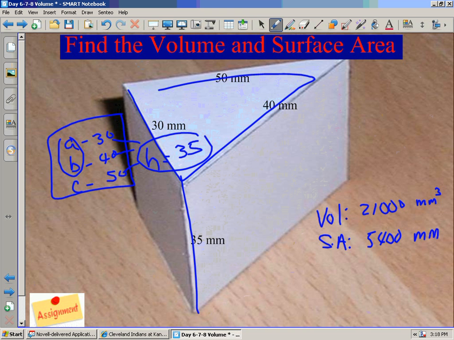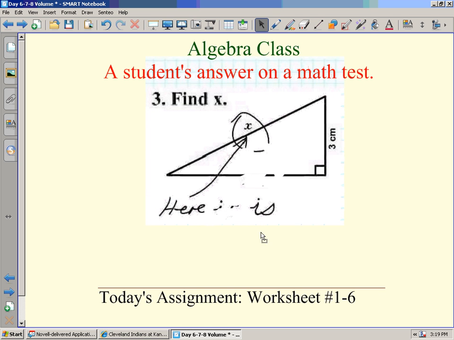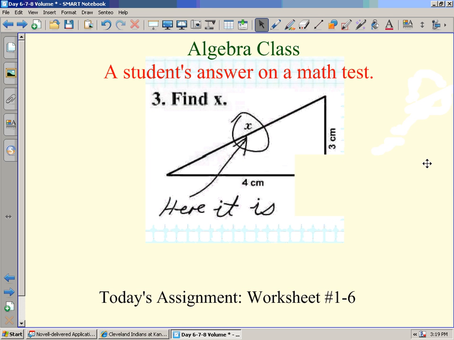Assignment for tomorrow is, I was reading this because I wasn't sure what was there. If you look at it, this was just a humorous thing that was on a student's math test. The problem said find X, and there was the problem, and the student's answer to that was, here it is. It was just a joke. They didn't mean, it is what it is.